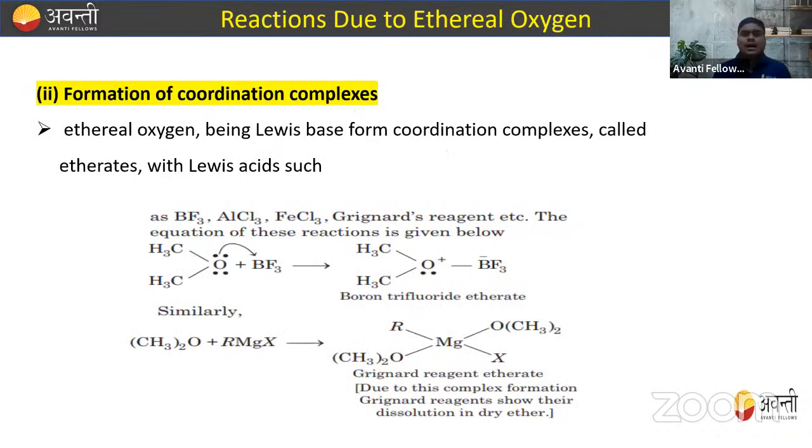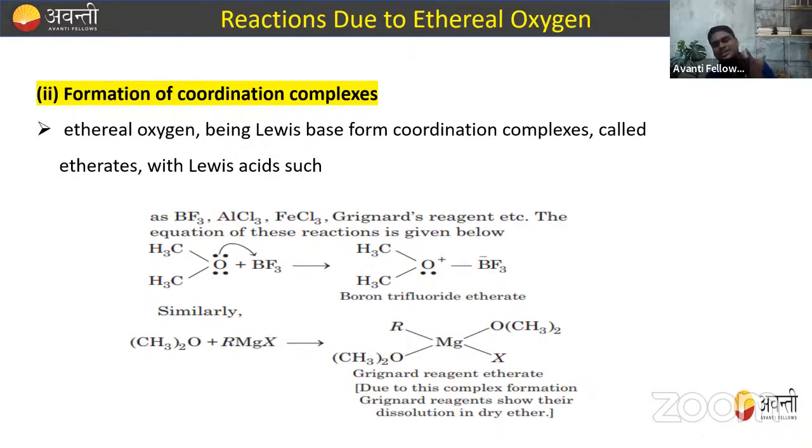Now, this is the second reaction. This is also an example of ethereal oxygen. Ethereal oxygen, being the Lewis base, forms coordination complexes called etherates with the Lewis acid. So what are these coordination complexes? You are going to study this in your coordination compounds chapter as well.